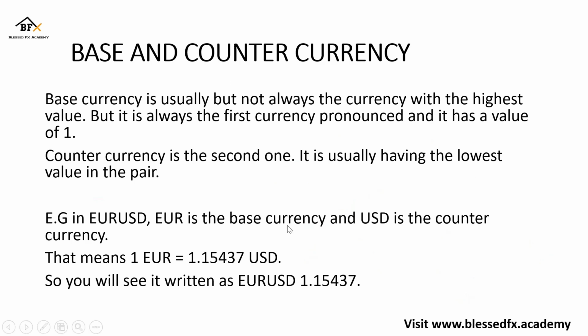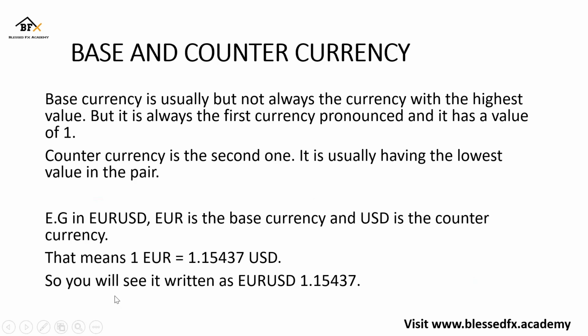Remember I told you that each thing that we trade is in a pair, right? Each financial instrument we are trading is a pair. For example, Euro USD. So the first currency is the base currency. The second one is the counter currency. That's all. That's just it. Straightforward. So in Euro USD, Euro is the base currency, USD is the counter currency.